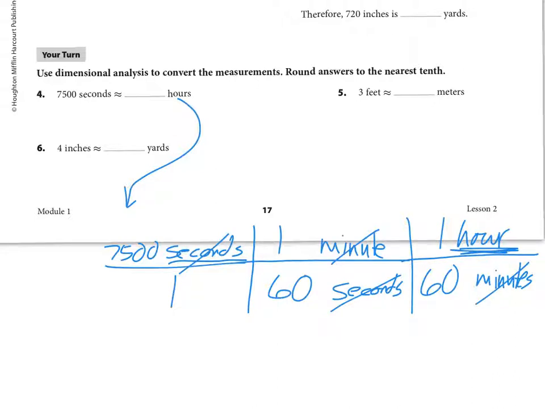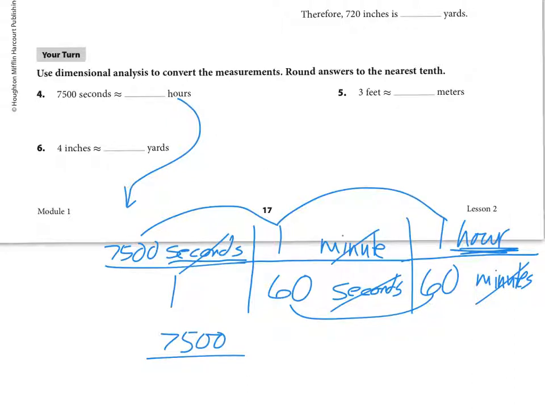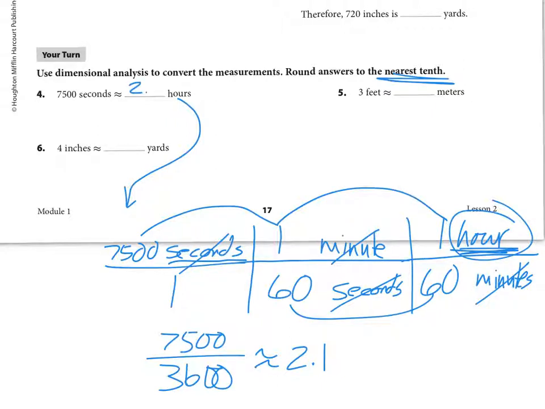Now, how do I do this problem? All I do is I multiply everything on top together. So that's going to give me 7,500. Multiply on the bottom together. 60 times 60 is 3,600. Then I just divide that on the calculator. It says round to the nearest tenth. That's 1 decimal place. So I do 7,500 divided by 3,600, and I get 2.1. And my units were hours. So I come up here and then I just write 2.1.